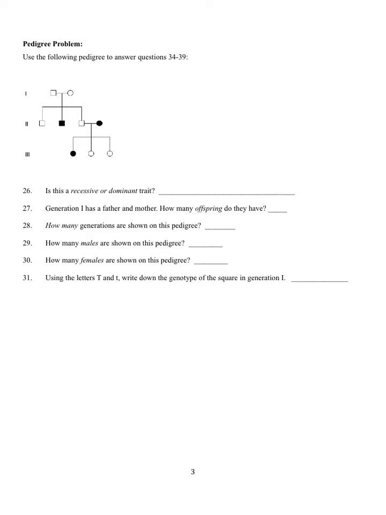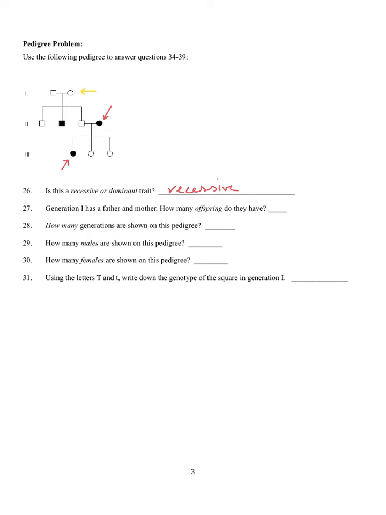So first we need to determine if this is a recessive or a dominant pedigree. If you'll notice, there are some individuals who are shaded who carry this trait, but notice that the trait is not in every single generation. The very first generation, generation 1, does not have any individuals who show the trait. So what that tells us is that this trait is probably recessive. Now we can go on to answer the rest of the questions.